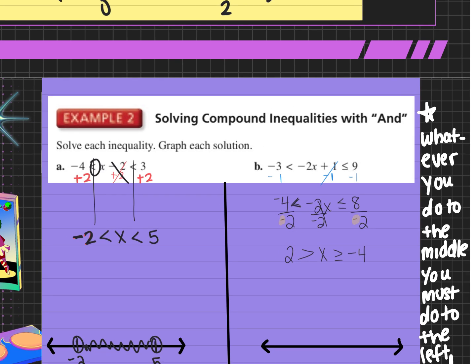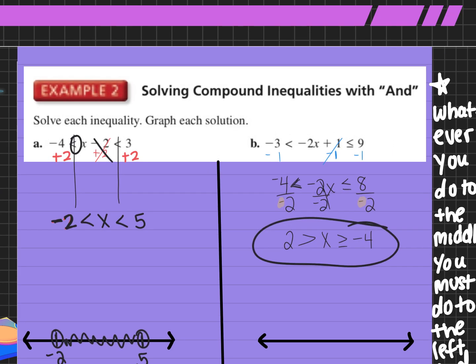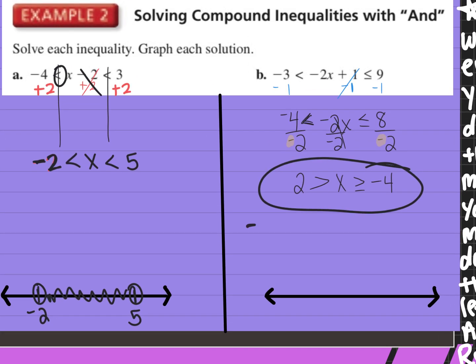You could see this looks different than the other ones. The symbols are pointing the different directions, and you'll also notice that the smaller number is on the right. The -4 is at the end versus in the beginning. So I'm going to rewrite this. I'm going to put the -4 in the beginning. I'm going to put the 2 behind it. The X in the middle.